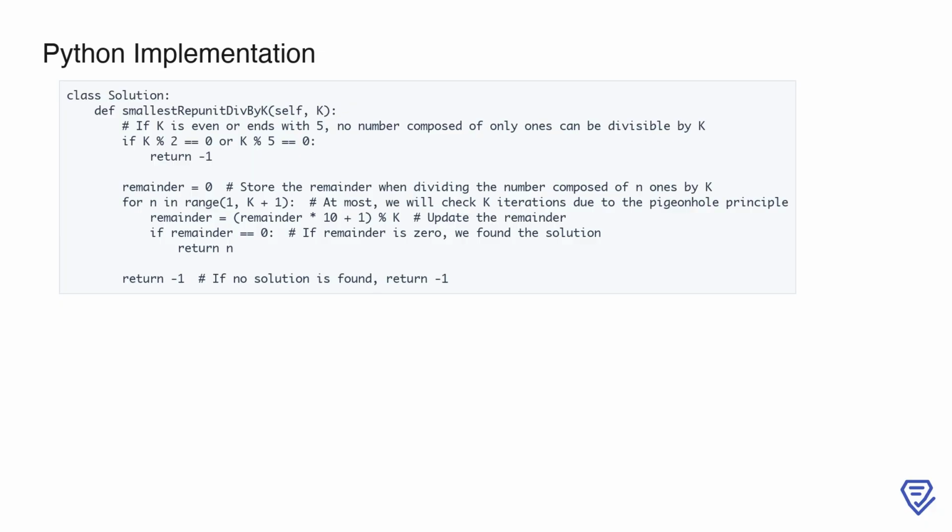If at any point the remainder becomes 0, it means we have found the smallest n such that the number composed of n 1s is divisible by k, and we return n. The loop is guaranteed to terminate in at most k iterations due to the pigeonhole principle, which states that there are at most k distinct remainders when dividing by k. If no such n is found within k iterations, we return -1, as it is impossible for the number to be divisible by k. This ensures the solution is both correct and efficient, with a time complexity of O(k).